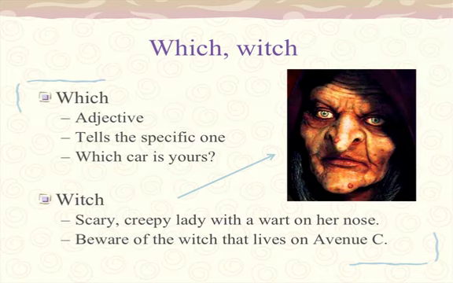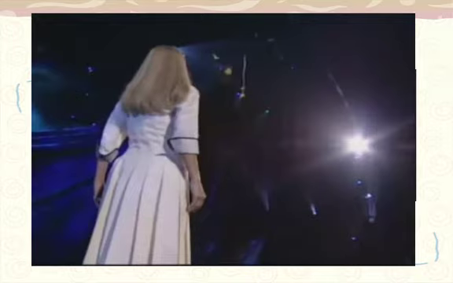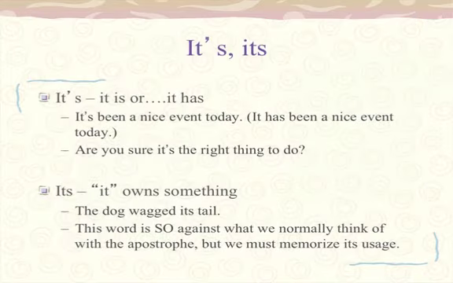Which and which, WHICH, is an adjective, and it basically tells the specific one. So which car is yours? That's WHICH. And then witch with just a WITCH is a scary, creepy lady. And the way that I remember that is that the T in the second witch reminds me of a broomstick. And since we all know that all witches fly on broomsticks, the WITCH form has to be the scary old lady.